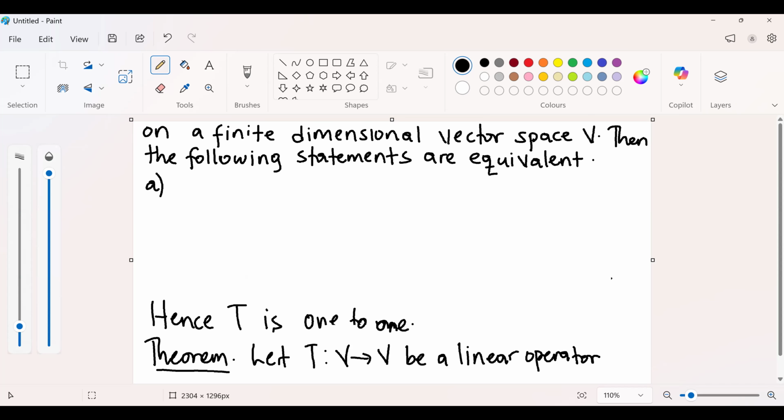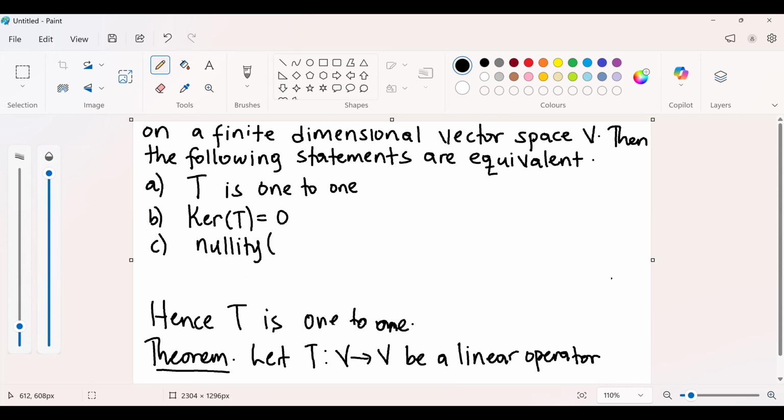The first statement is that T is 1-to-1. Then the second statement is that the kernel of T is 0. Then the nullity of T is also 0. And the fourth, the range of T is V, i.e. in particular, this implies that RT is equal to V.